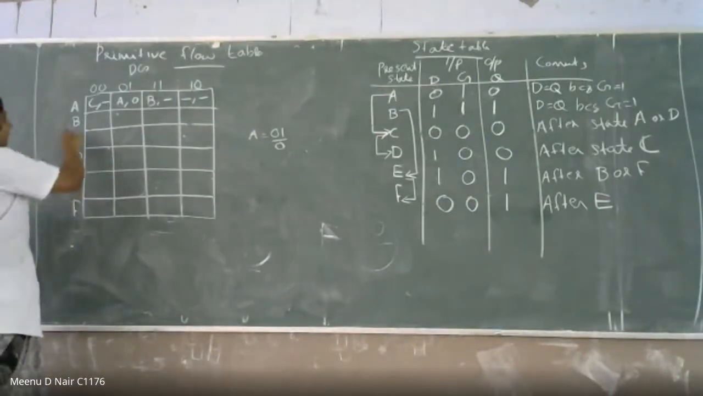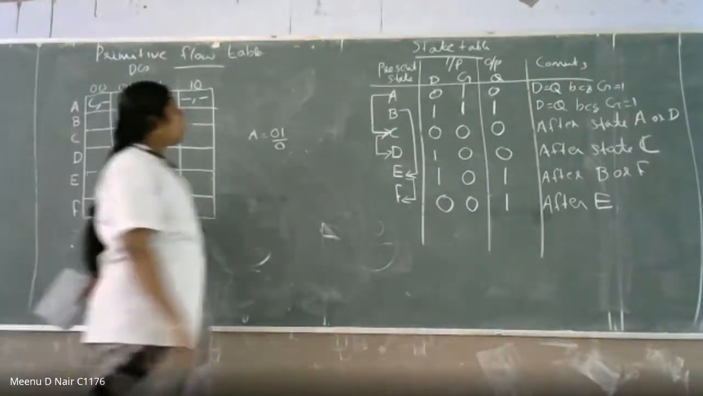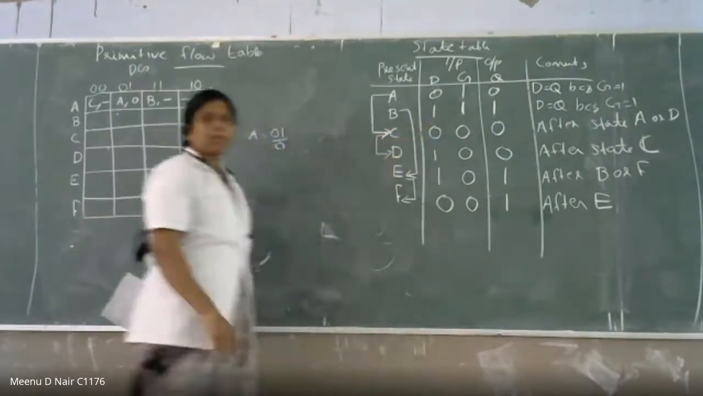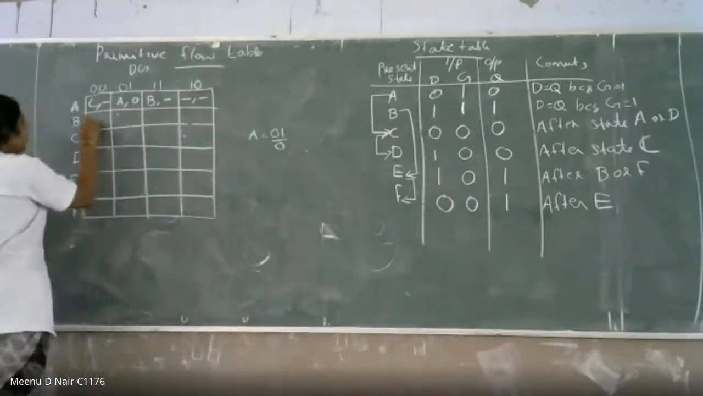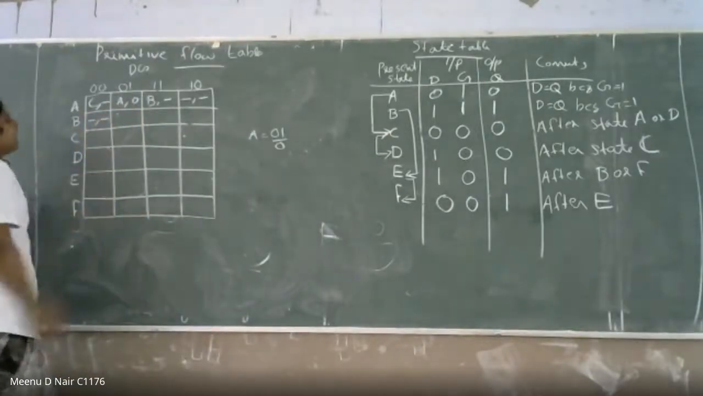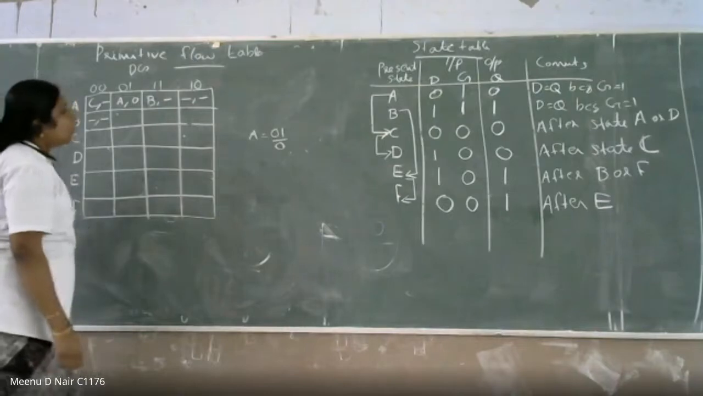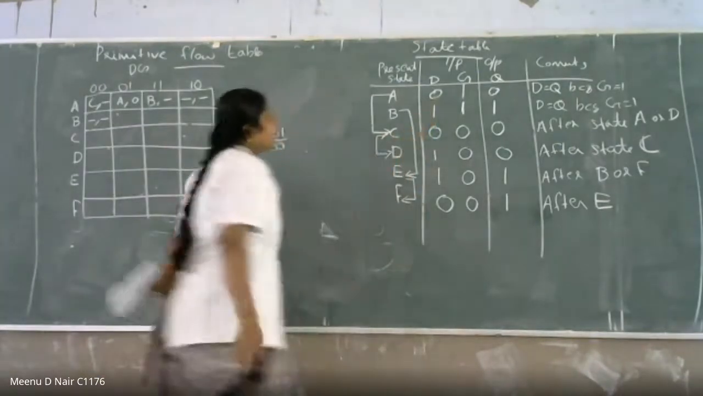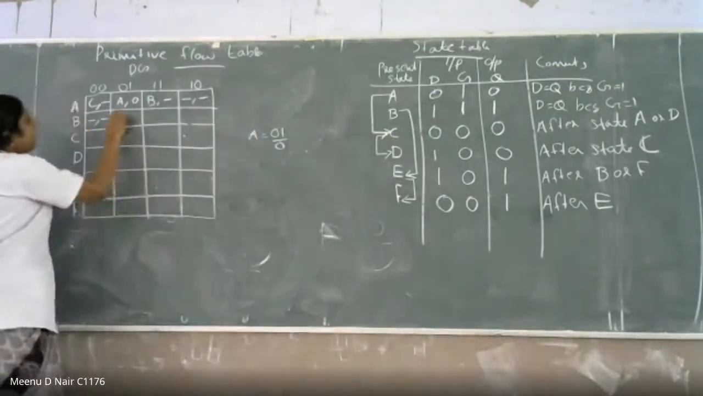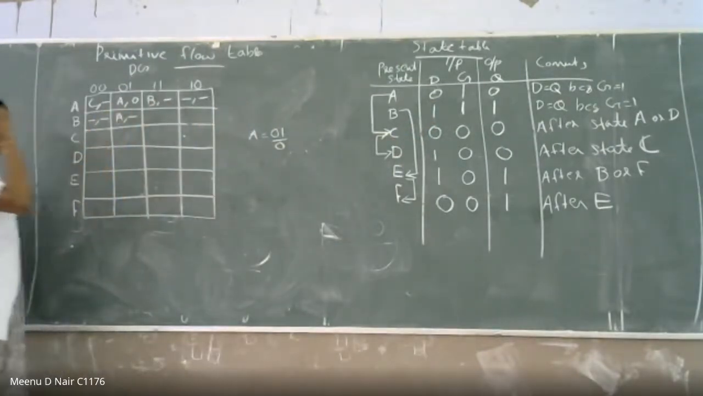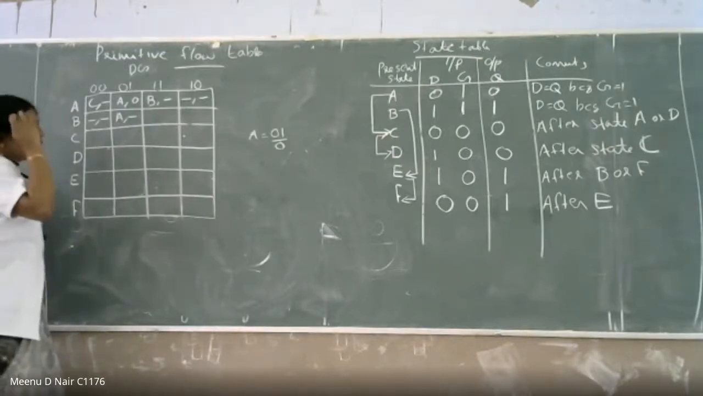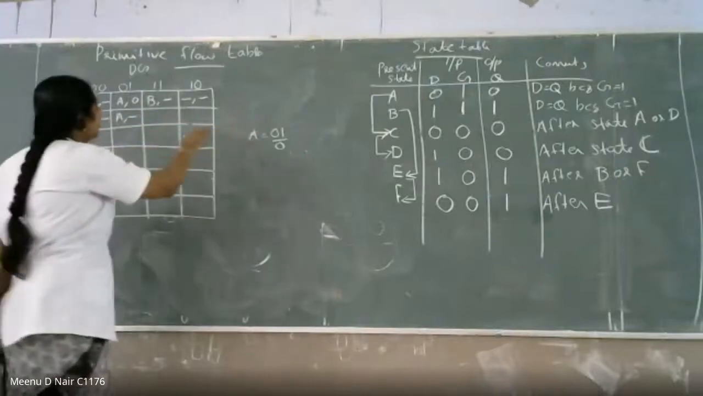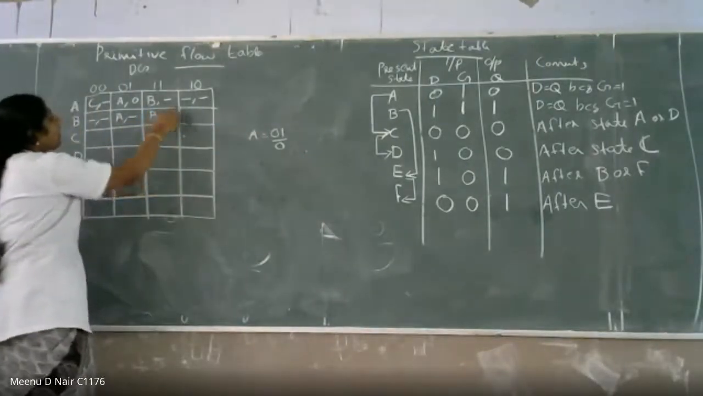So the next one is B. B corresponding to 0 0. B is 1 1. Is B to 0 0 possible? No, it is not possible. So you put dash and dash here. Then B to 0 1. B to 0 1 is possible, right? So that is A comma dash. That is not corresponding to B. B is nothing but 1 1. So wherever it is coming, there only we can put the value. So B to 1 1 is B comma 1, right?